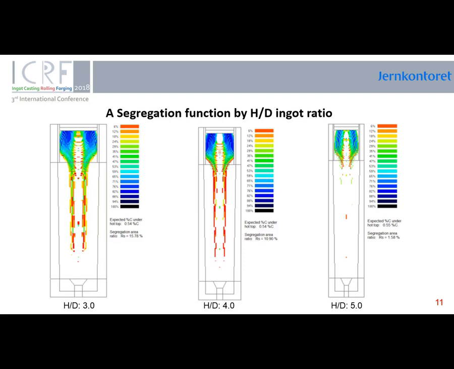This slide shows the segregation distribution in ingots with H/D ratio of 3, 4, and 5. These experiments show that the segregation area ratio strongly decreases from around 16% for an ingot with H/D ratio 3.0 to around 2% for the ingot with H/D ratio 5.0. The segregation intensity decreases as well from around 40% to below 6%.